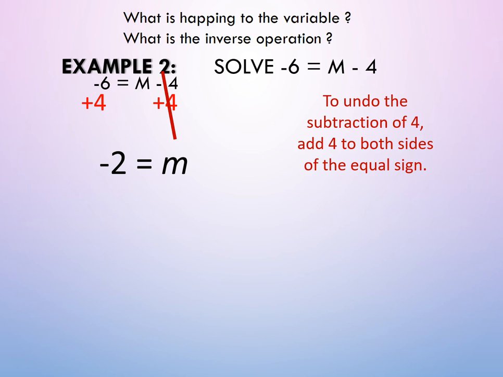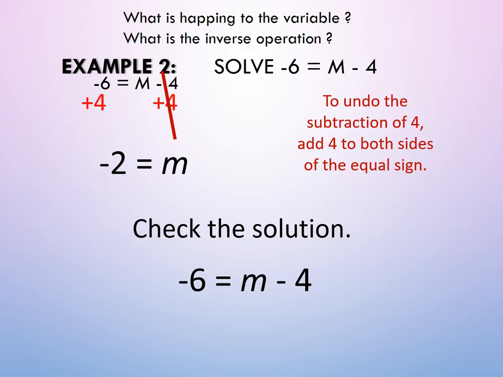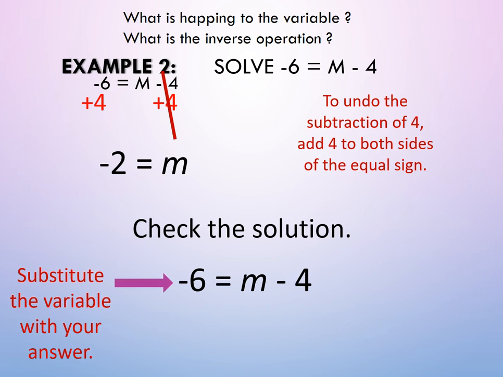m equals negative 2. Now to check, I just plug in the negative 2. So I'm going to have negative 6 is equal to negative 2 minus 4. And what is negative 2 minus 4? It is negative 6. Is negative 6 equal to negative 6? Yes, it is. Therefore, that answer is correct.